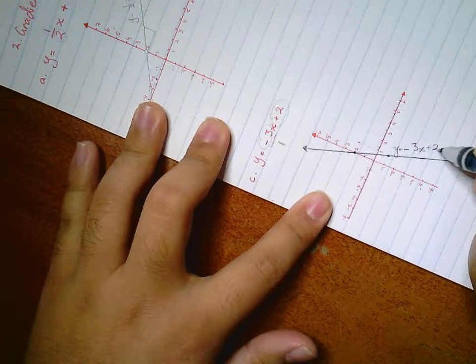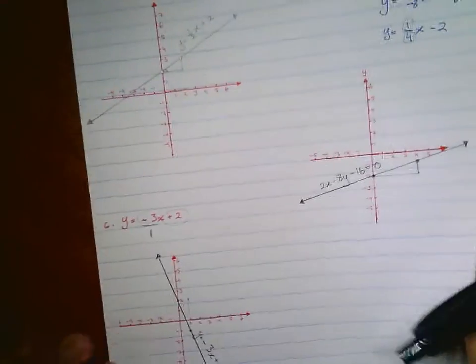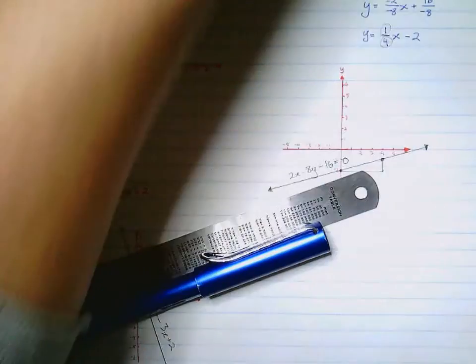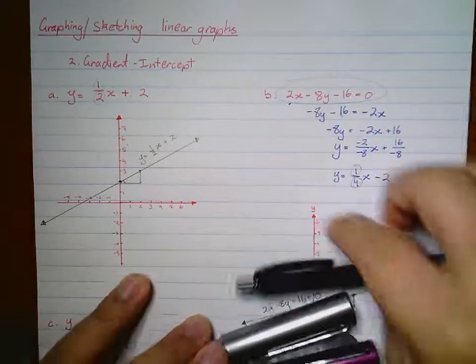y equals negative 3x plus 2. I hope this clarifies how to use the gradient intercept method to graph our linear graphs.